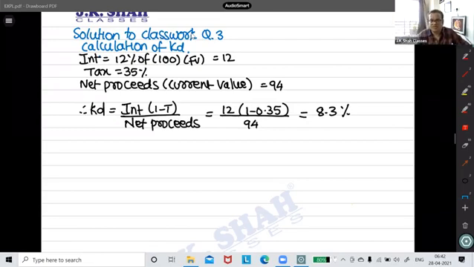How to round off? If the third digit is 5 or more than 5, then what to do? Add 1 to the previous digit. So in 8.297, because the third digit is 7, if you add 1, it will become how much? 8.30.